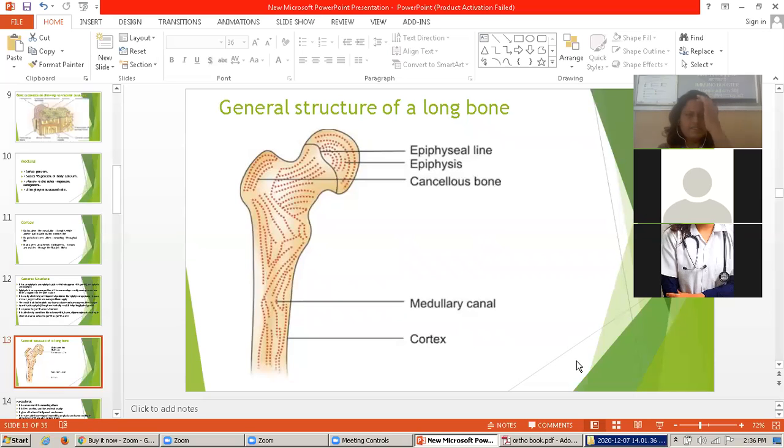So here we see the general structure of the long bone, this is the femur. This is the epiphyseal line, this is the epiphysis, this is the calcaneus of the bone, this is the medullary canal, and this one is the cortex. So the diagrammatic presentation of the general structure of the long bone shows the cortex, medullary canal, calcaneus bone, epiphysis and epiphyseal line.